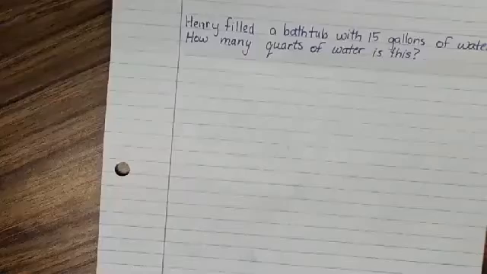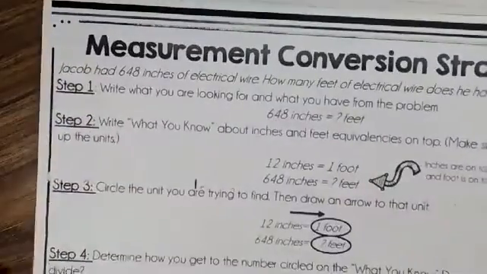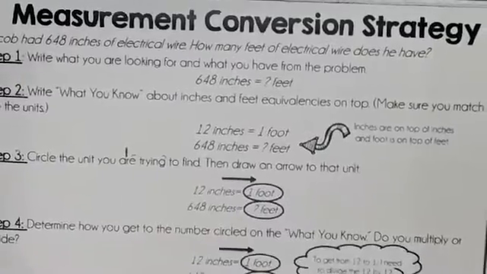We are still working on TEKS 4.8, where we can identify and convert our units of customary measurement for capacity. And we're going to be working on the converting part right now. So if you remember the other day, I showed you this cool chart, and it looked like this. It's called the measurement conversion strategy.